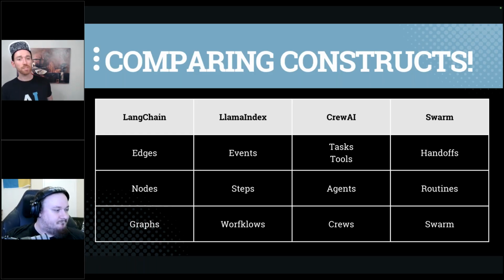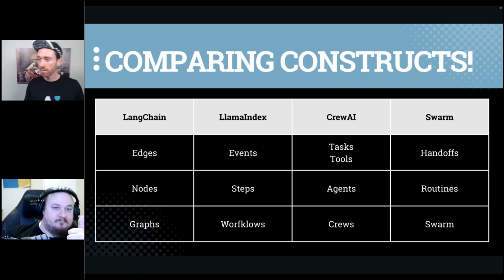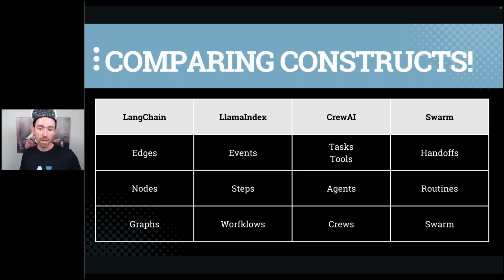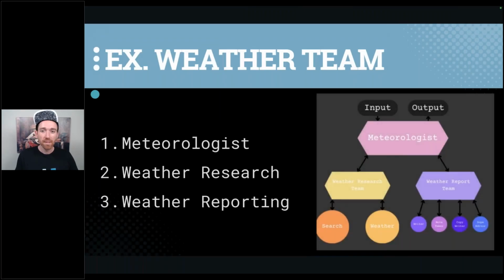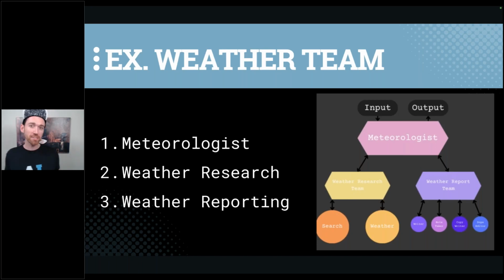Okay, Wiz, I'm going to introduce the next demo, and then we'll have you right back, and we'll continue the Q&A at the very end. Okay, so our build for our multi-agents today is we're going to leverage what we already built, and we're going to build a proper weather news team. So that's going to mean we have a meteorologist, big boss supervisor, and then we have a weather research team, and we have a weather reporting team.